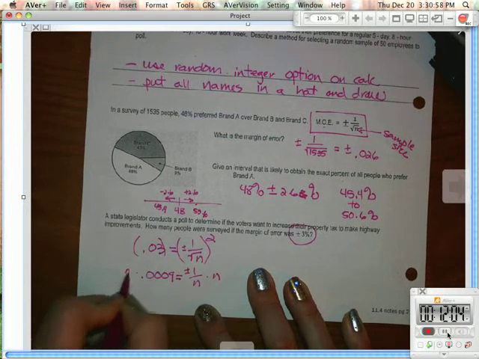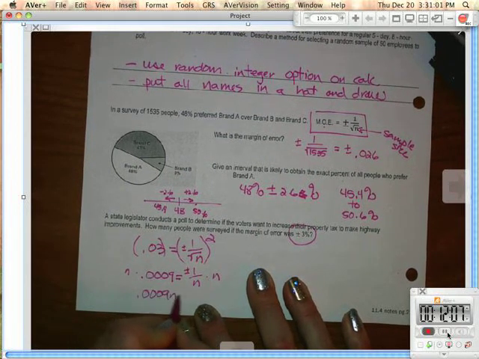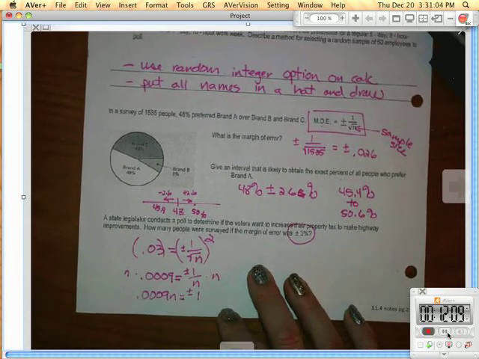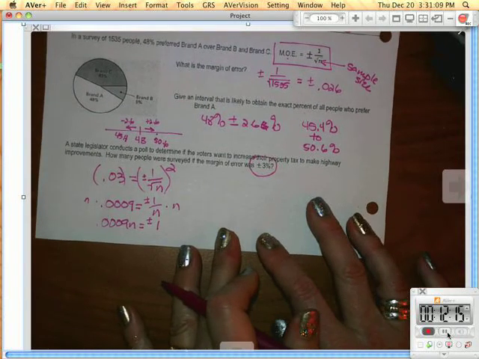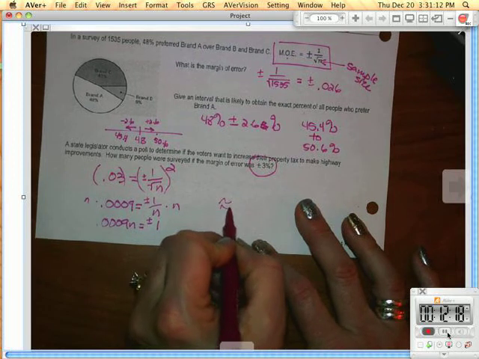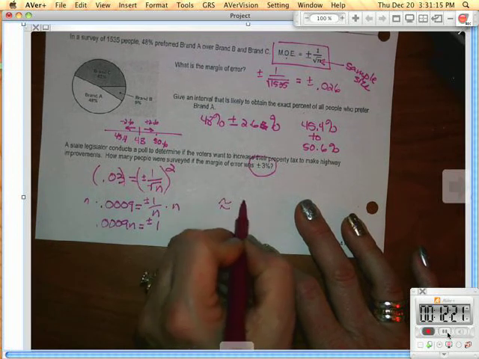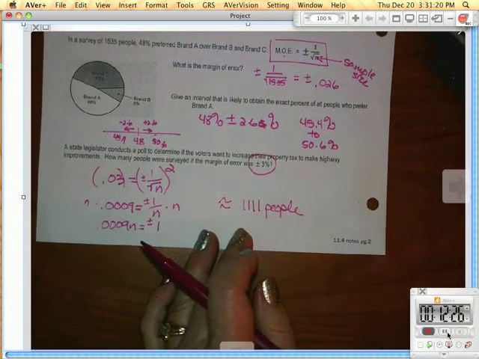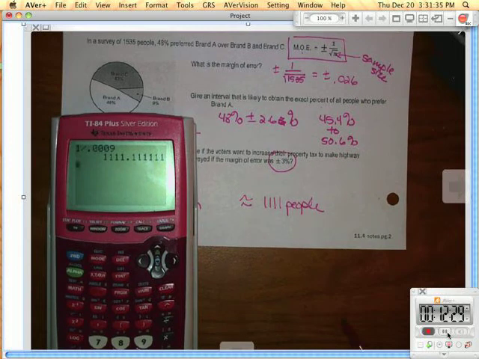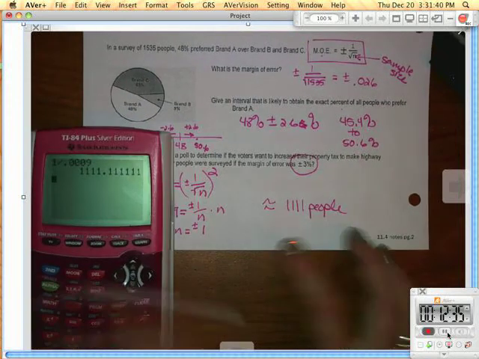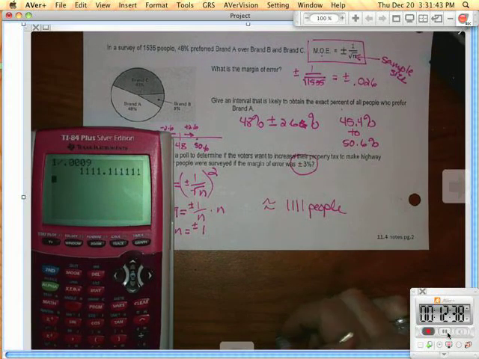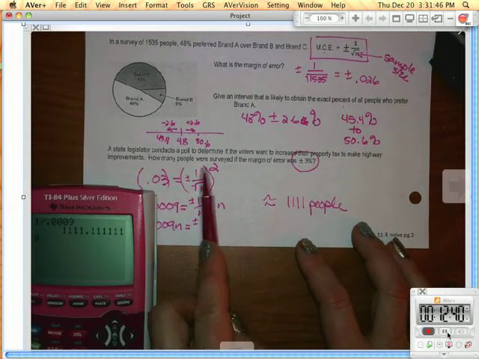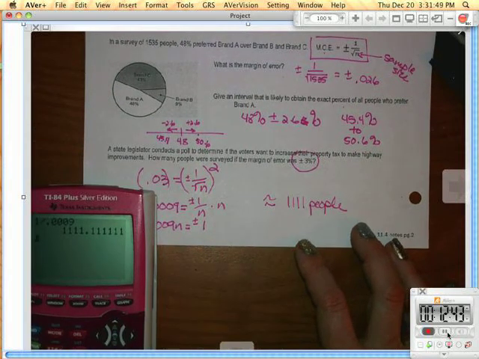I get 0.0009n equals plus or minus 1. And then if I divide both sides by 0.0009, I am going to get approximately 1111 people. It's kind of a fun number. Now, since we're talking about people, we obviously would not consider the negative part of this equation. Okay, so just the positive. So that tells me there were about 1111 people surveyed if the margin of error was 3%. And that is all.